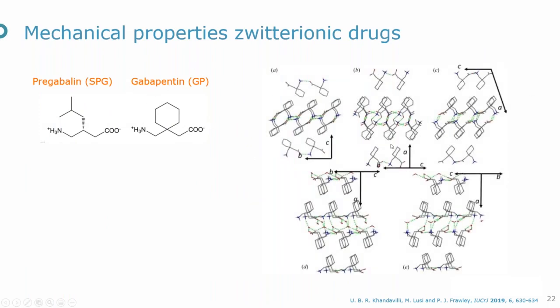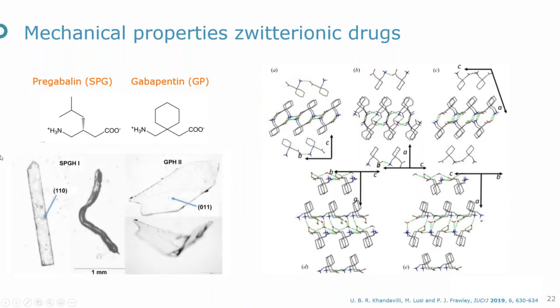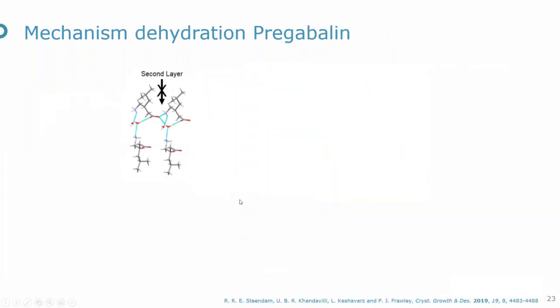Gabapentin has actually more forms. On the top right, the top 3 are anhydrous forms, and the bottom 2 are hydrates. As you can see from the micrographs here, if you manipulate the crystals, you can actually make bendable crystals for both pregabalin and gabapentin. And we can use this also to explain what we see in our crystallization experiments.